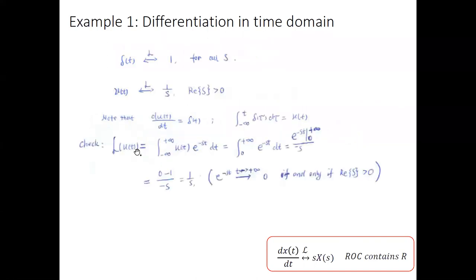Okay, so let's calculate the Laplace transform using the definition: the integral of u(t) e^(-st) dt over minus infinity to plus infinity. We eliminate u(t), which is 1 on the region where t is positive. So we only take the integral from 0 to plus infinity of e^(-st) dt, because on this region u(t) is just 1. On the other region, u(t) is 0, so we can just drop it.